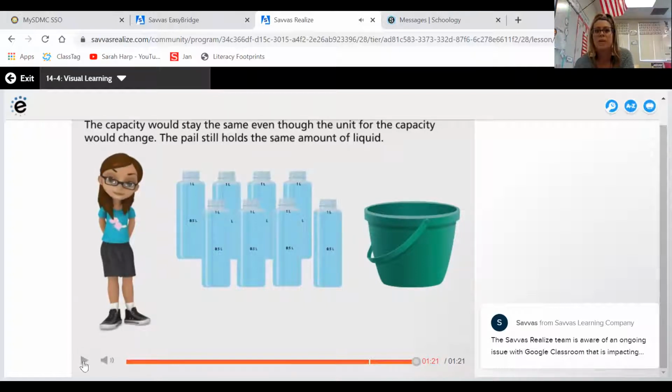Okay, guys, so let's stop and think about that again. The capacity would stay the same, or that liquid volume in the bucket, or the pail, we're talking about is going to stay the same. Even though the units changed from liters to gallons, no matter what, the pail is still going to hold the same amount of water, okay?